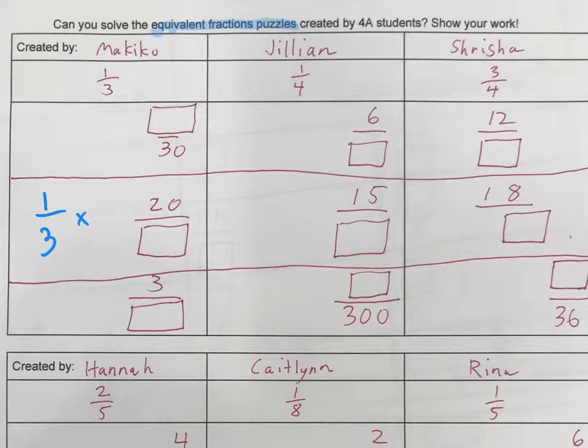1 times what equals 20? And then you need that to be equal to 1, so 20 over 20. So the bottom part is 60. Those should be pretty simple.